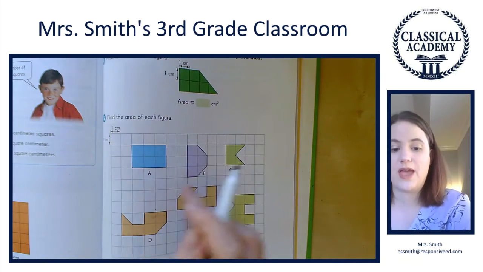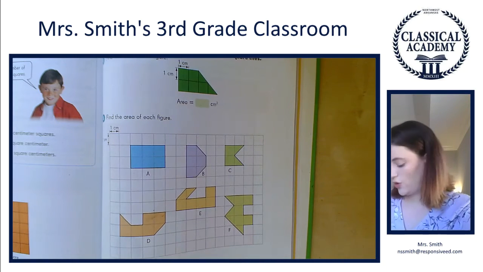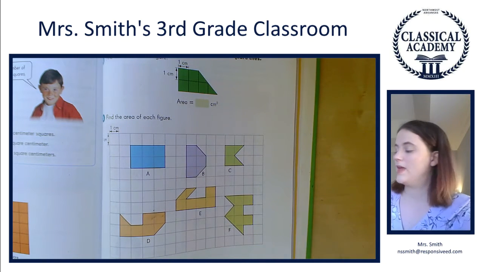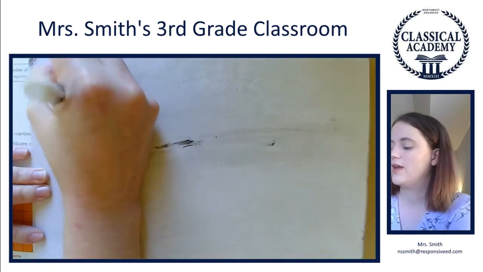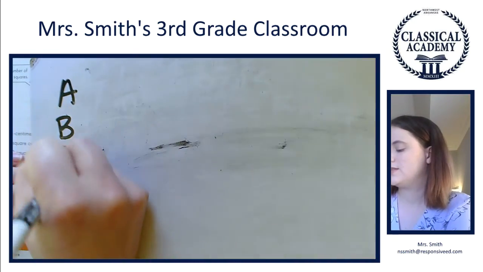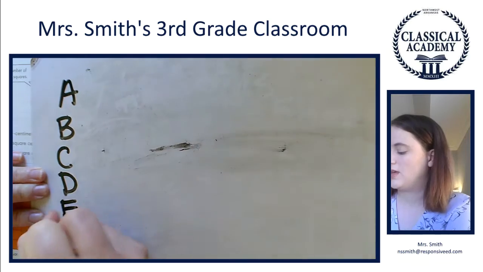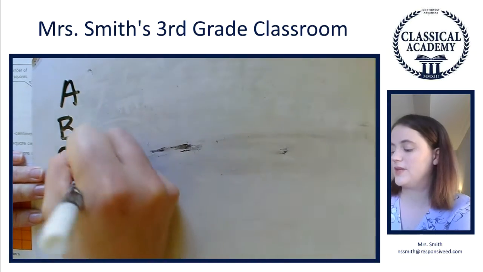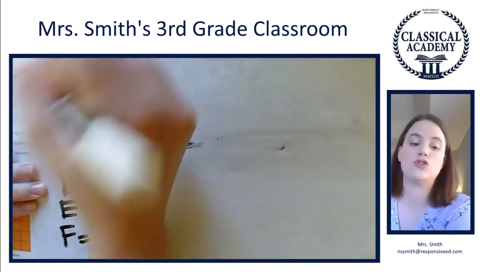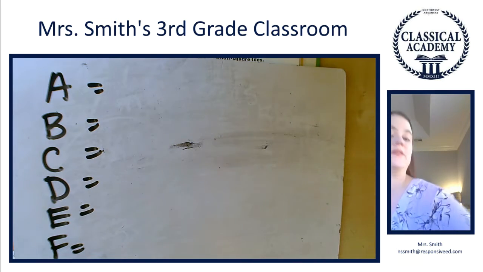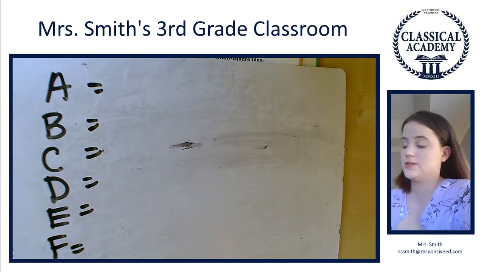Down here we have A, B, C, D, E, and F. There are a few of these like this. So before we begin this, I want you to make yourself a little chart: A, B, C, D, E, F. You're going to need to write them down because the book loves to ask you to compare area of shapes in this chapter and in the previous chapters.